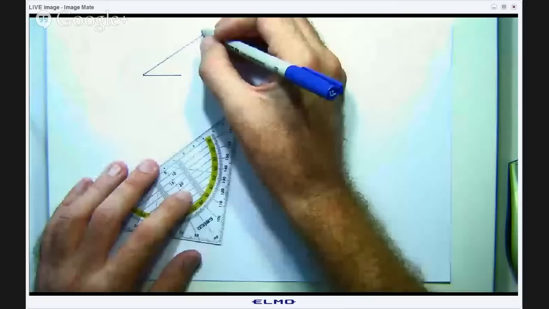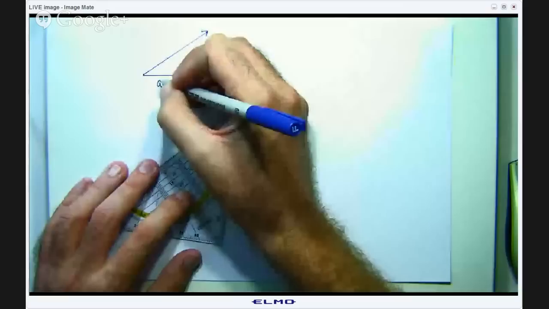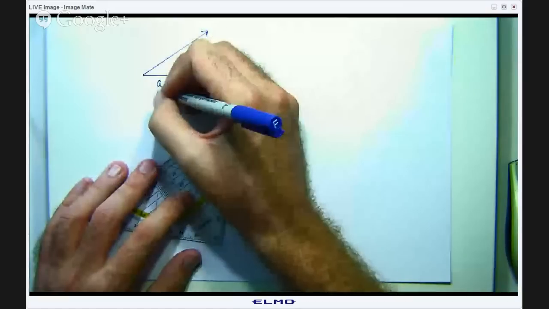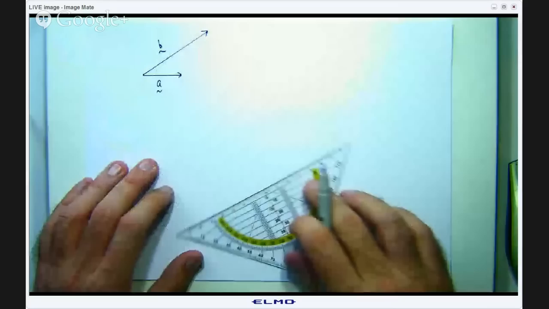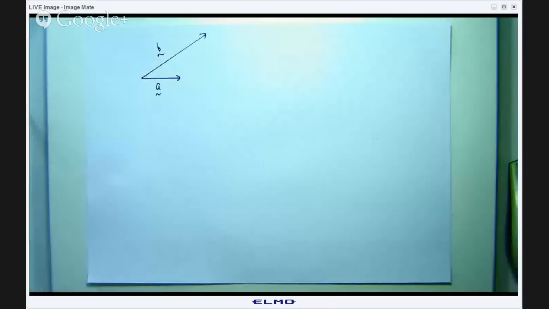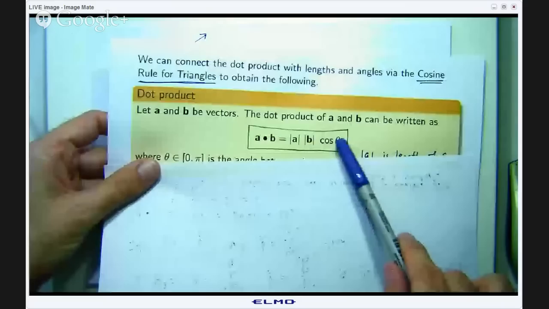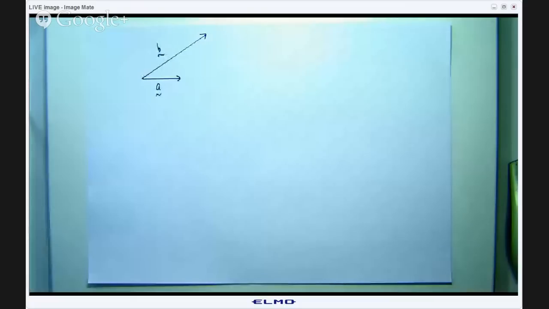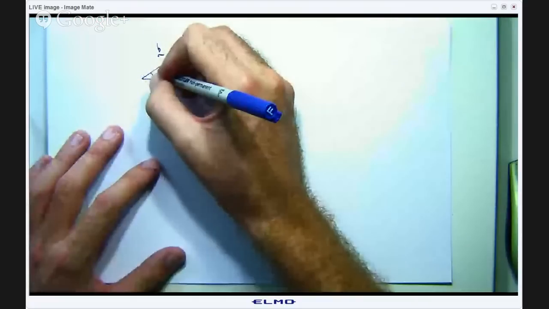Okay, say A and B. All right, and essentially what I want to come up with is this. So the dot product is equal to this. Okay, all right, there's an angle theta between them.